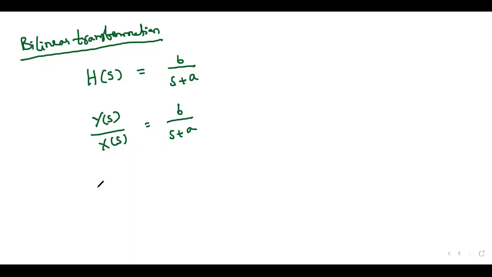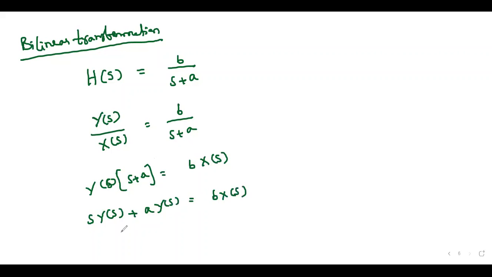Then I will take cross multiplication. Therefore, Y(s) into (s plus a) equals b into X(s). Then I will multiply this out. It will become s into Y(s) plus a into Y(s), which is equal to b into X(s). This s into Y(s) corresponds to the time domain. Just take the inverse Laplace transform on both sides. So what do you get if you take the inverse Laplace transform on both sides?